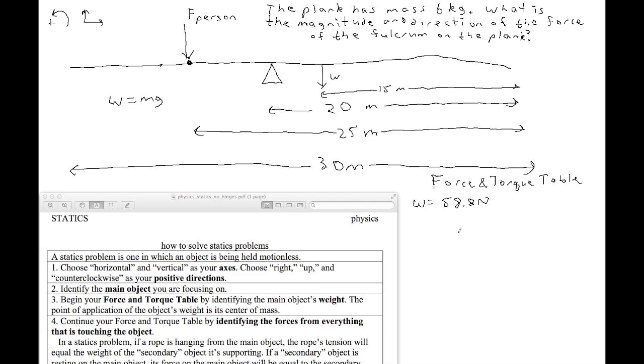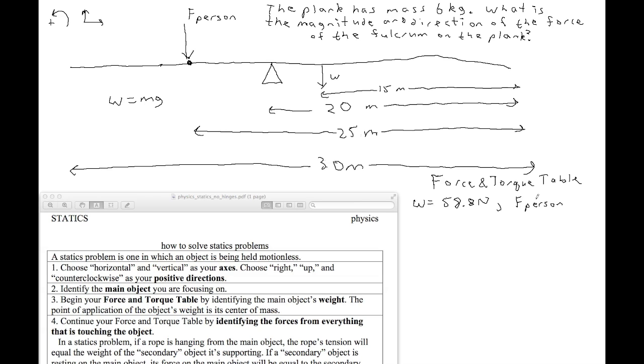What else do we have? We have to identify the forces from everything that is touching the object. So what's one of the things that's touching this object? What's another force here? That would be the force from the person. Yes, there's also the force of the person. And we know that's being applied here. I didn't tell you how big that is, so all I can do is call that F person.